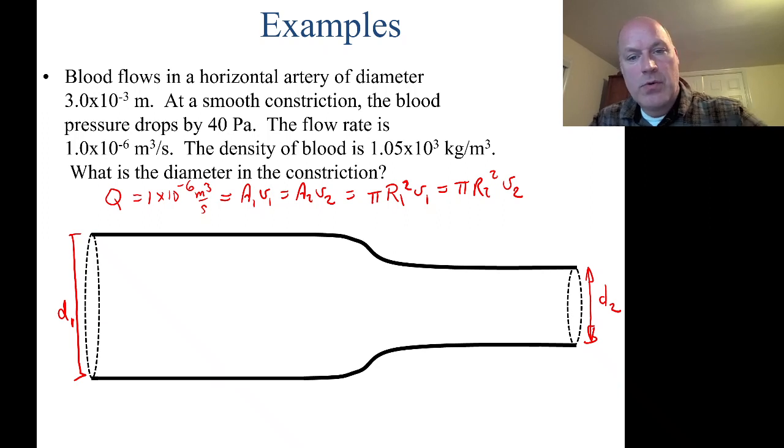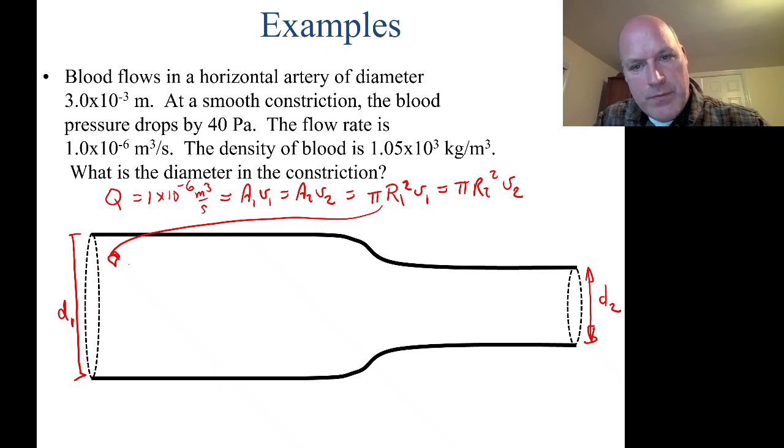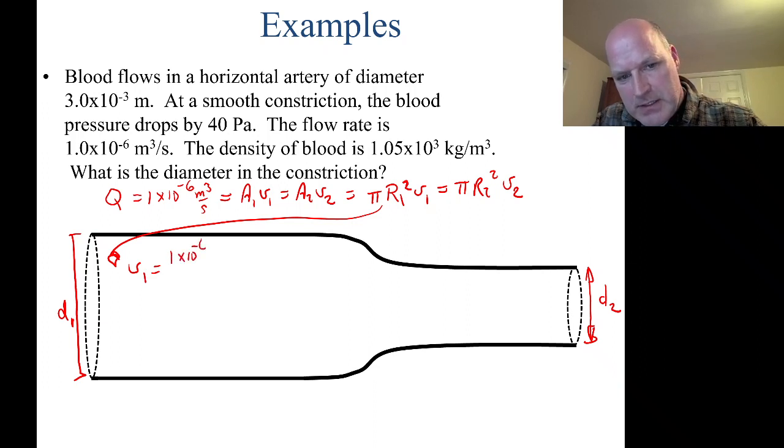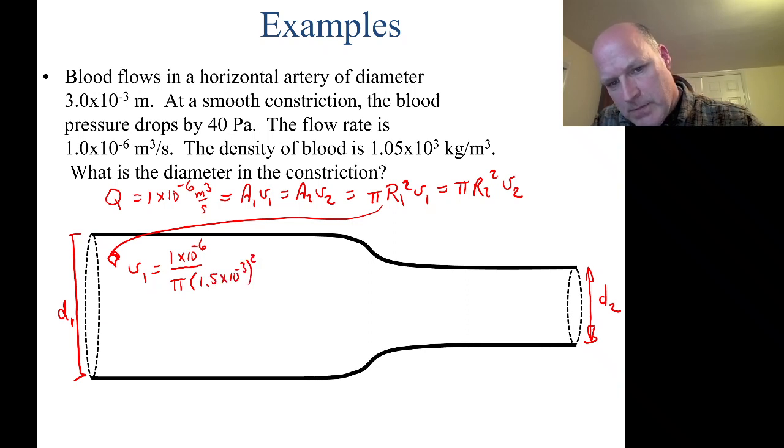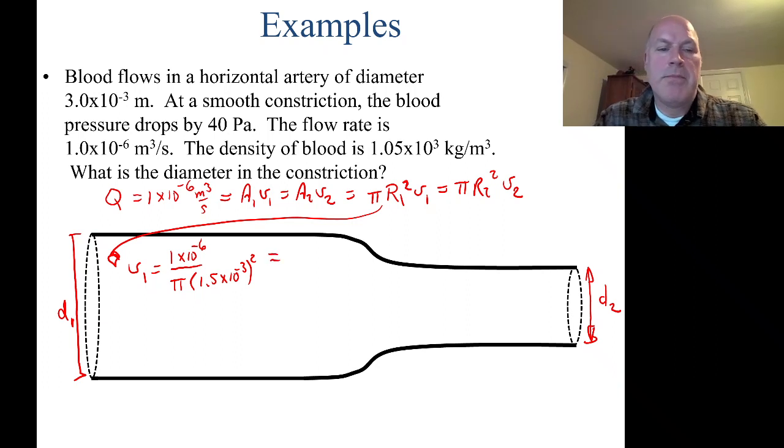Okay, so I'm going to write this down over here. Velocity 1 is going to be equal to 1 times 10 to the minus 6 divided by pi times 1.5 times 10 to the minus 3 squared. Okay, and we'll plug that into a calculator and we'll get a number.